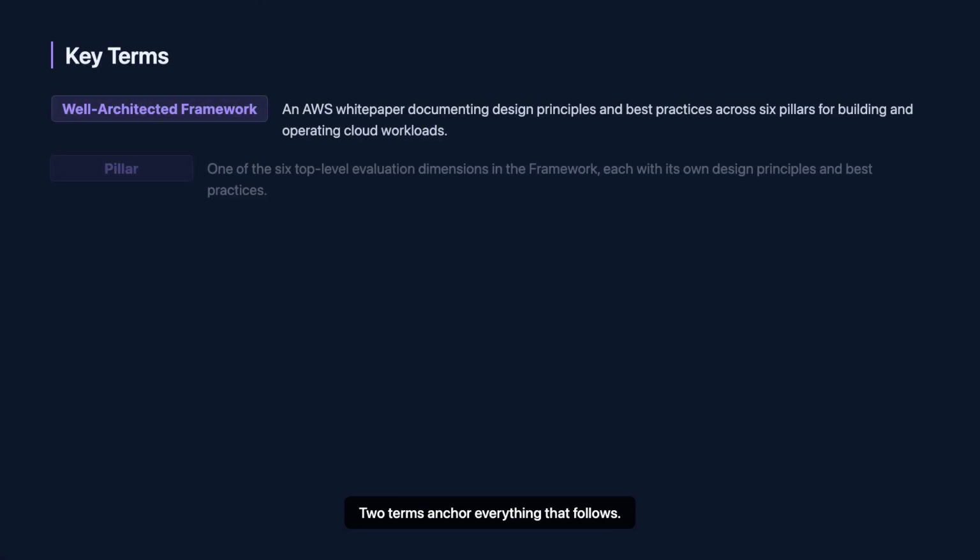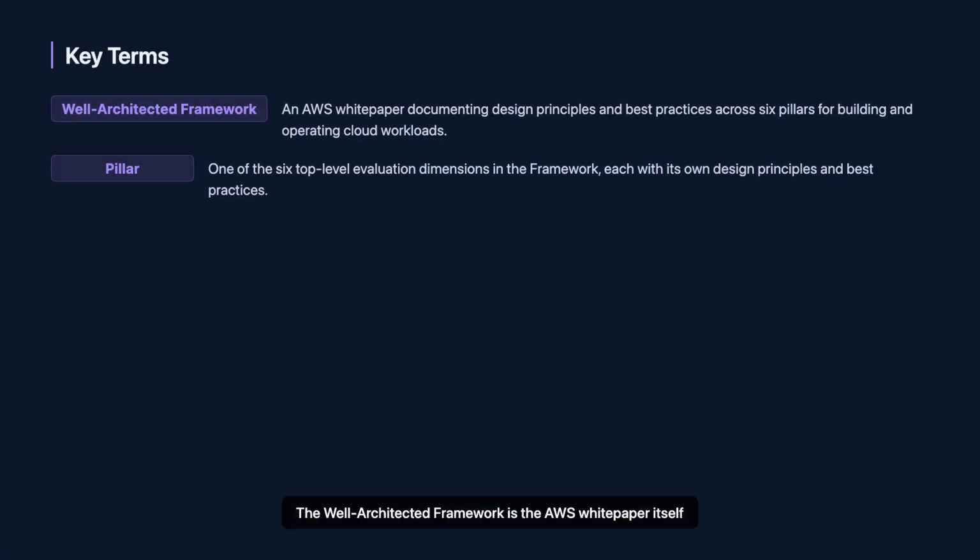2 terms anchor everything that follows. The well-architected framework is the Amazon Web Services white paper itself, the document that lists the rules. A pillar is one of the 6 top-level dimensions inside that document. We'll introduce the rest of the vocabulary as it becomes relevant, so the names stick to the ideas they describe.